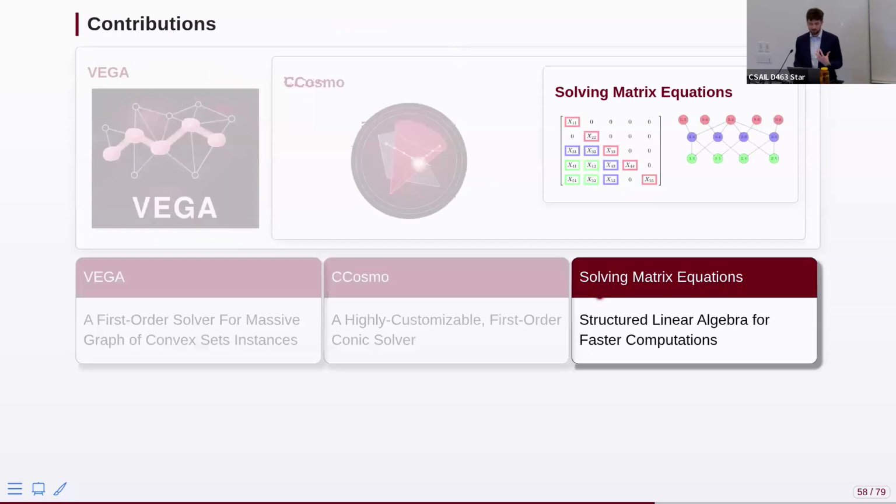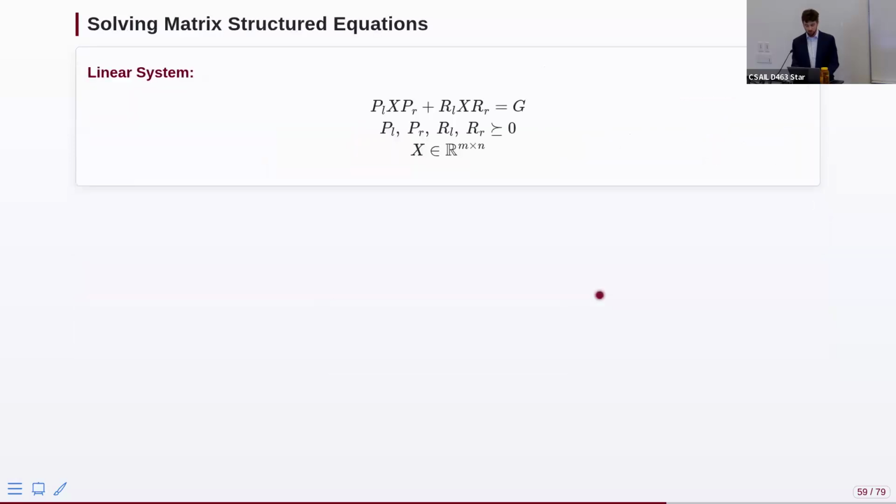And so that's going to be the final part in this part of the thesis: solving matrix equations. We covered 2 equations in this part of the thesis. The only one that's relevant to Cosmo is this type of, it's not symmetric, but it's a positive semi-definite matrix equation of some kind.